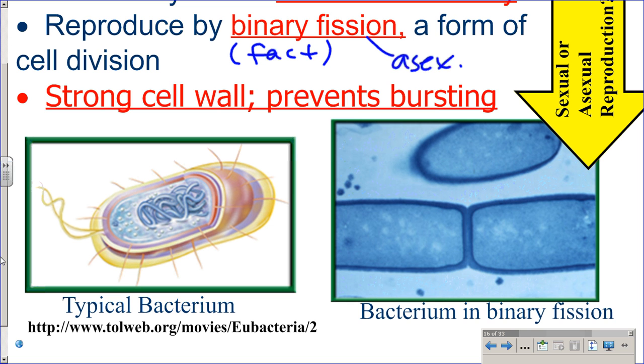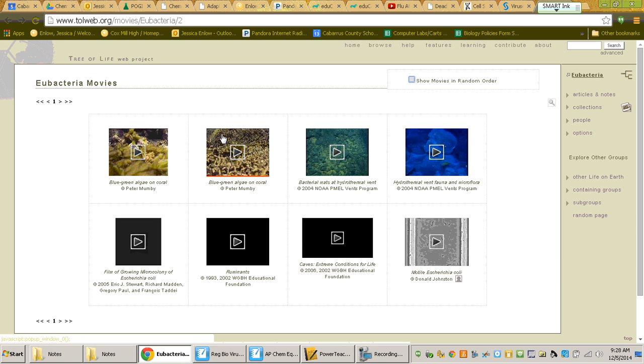This is typically what bacteria looks like, almost identical to ours, right? And then you can see this bacteria here, and how it's split in half through binary fission. So binary fission is definitely a way bacteria reproduce. And I'm going to show you this little reproduction video.